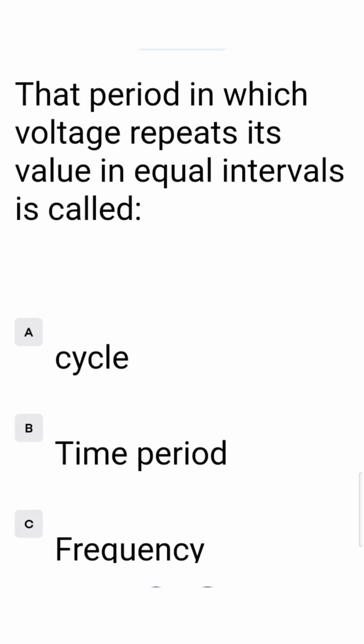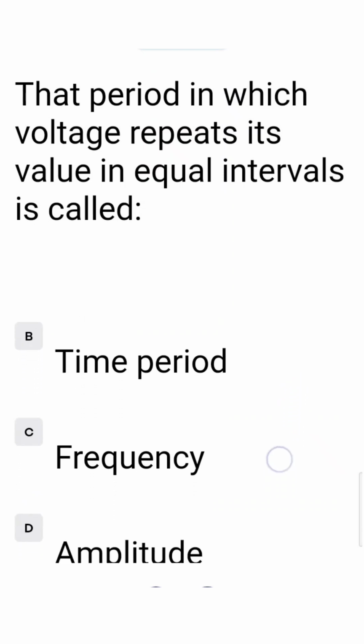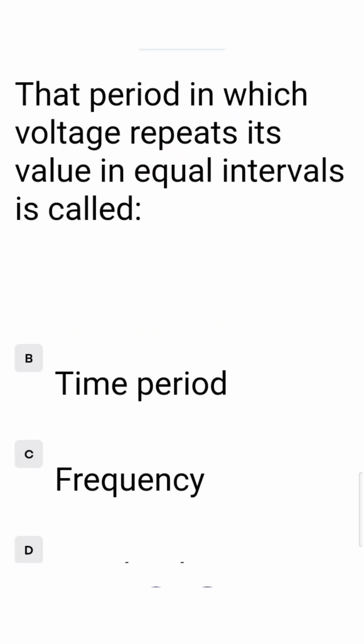The period in which voltage repeats its value in equal intervals is called: option A cycle, B time period, C frequency, D amplitude. The correct answer is option B, that is time period. So we tick option B.